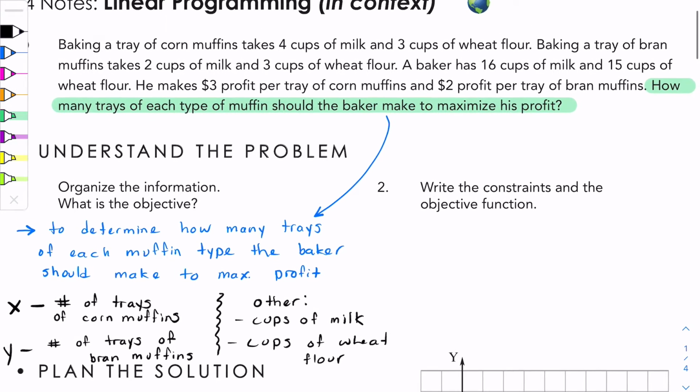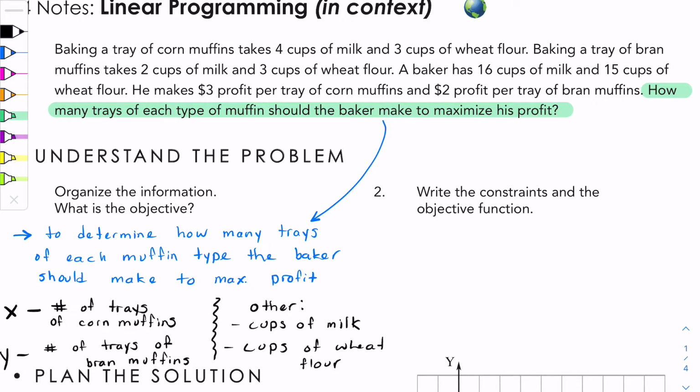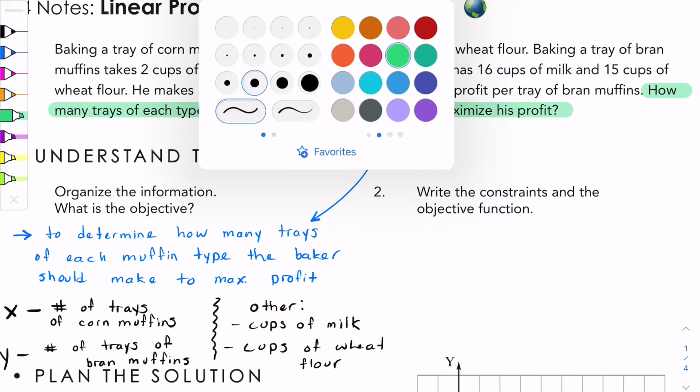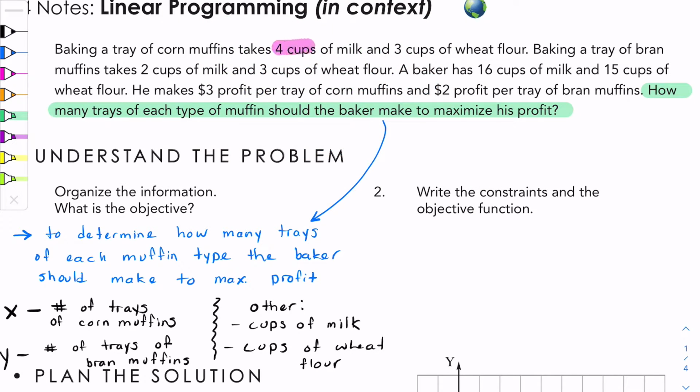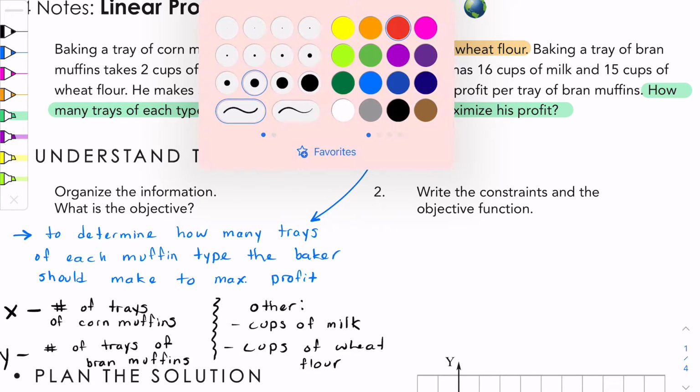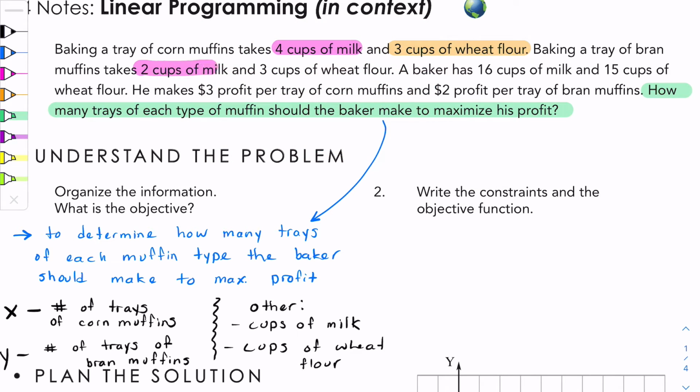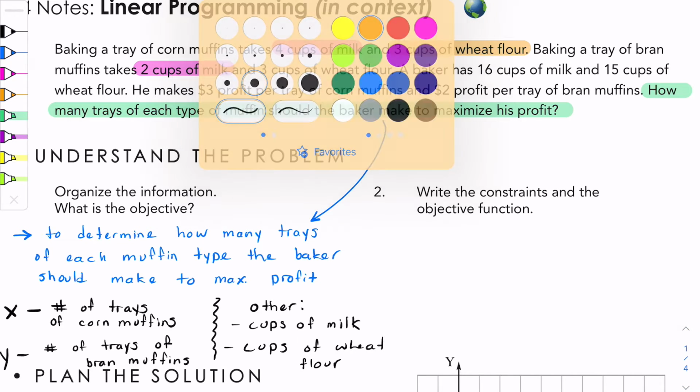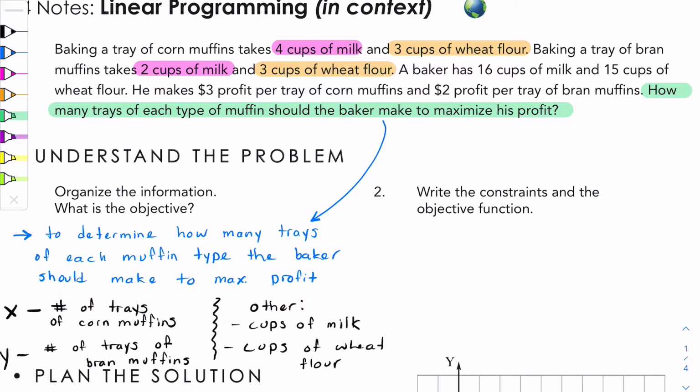If we come back up to the word problem, it says baking a tray of corn muffins takes 4 cups of milk and 3 cups of wheat flour. I'm going to highlight everything that discusses cups of milk in pink and everything that discusses cups of wheat flour in orange. The next sentence states that baking a tray of bran muffins takes 2 cups of milk. Oops. So we'll highlight that in pink. And it takes 3 cups of wheat flour. Highlight that in orange. A baker has 16 cups of milk and 15 cups of wheat flour.